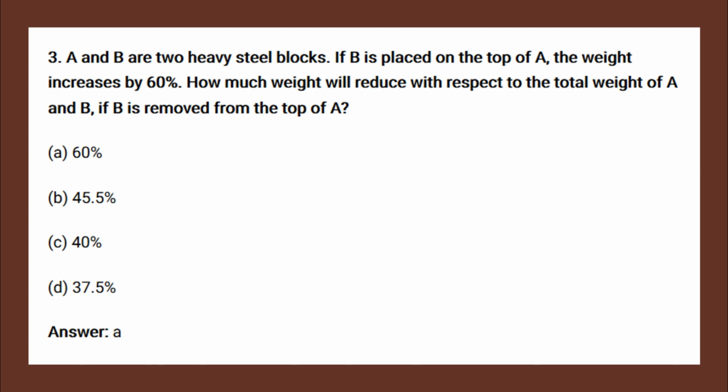Next question 3. A and B are two heavy steel blocks. If B is placed on top of A, the weight increases by 60%. How much weight will reduce with respect to the total weight of A and B if B is removed from the top of A? Option A 60%, B 45.5%, C 40%, D 37.5%.